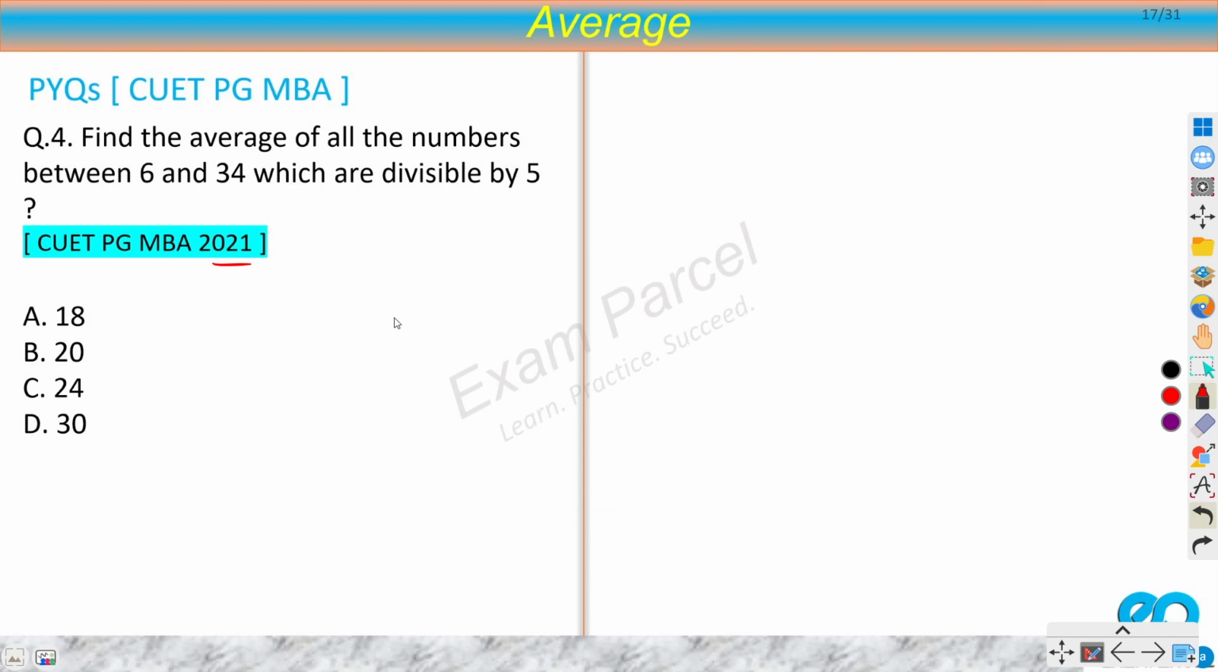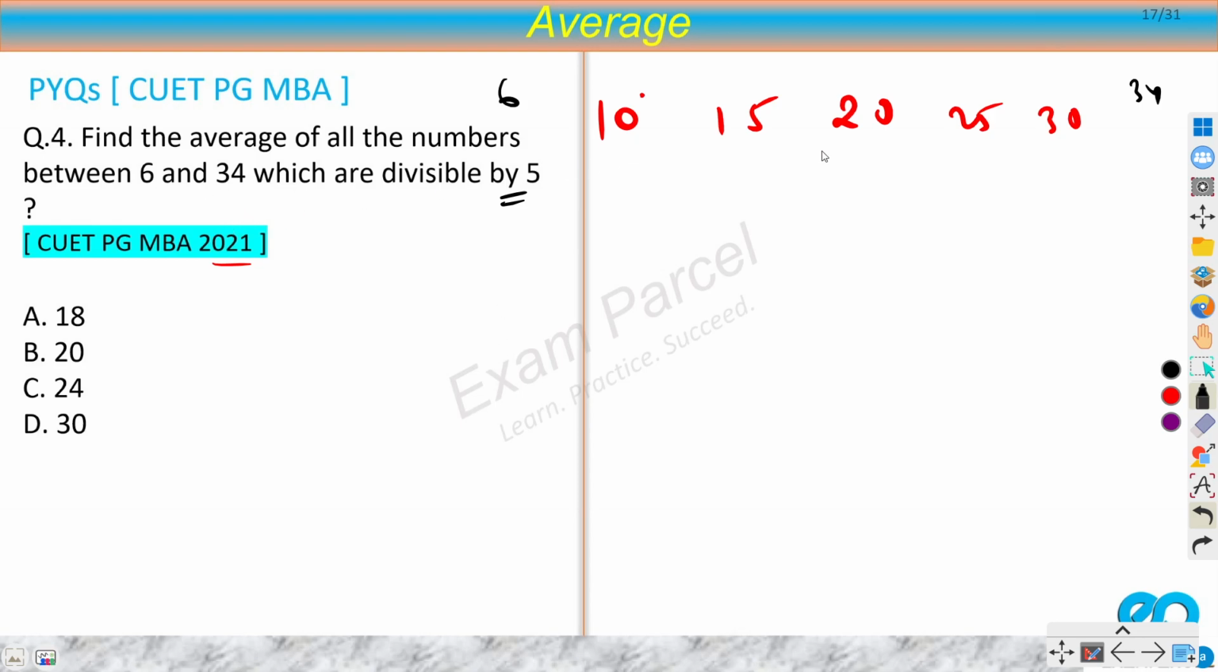Find the average of all the numbers between 6 and 34 which are divisible by 5. So all the numbers which are divisible by 5, from 6 to 34. What would be those numbers? Those numbers would start from 10, right? 10, 15, 20, 25, 30. I think we are done with all the numbers. From 6 to 34, these are the numbers which are divisible by 5.